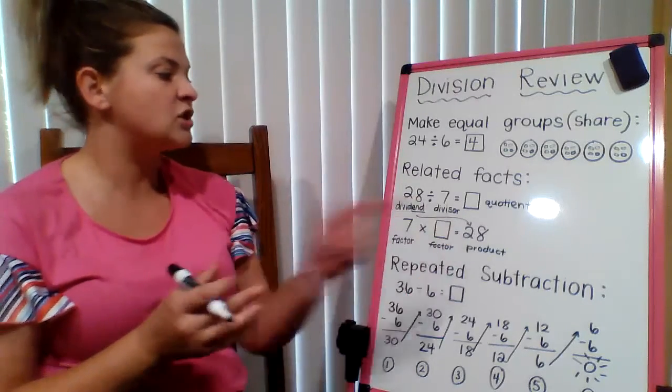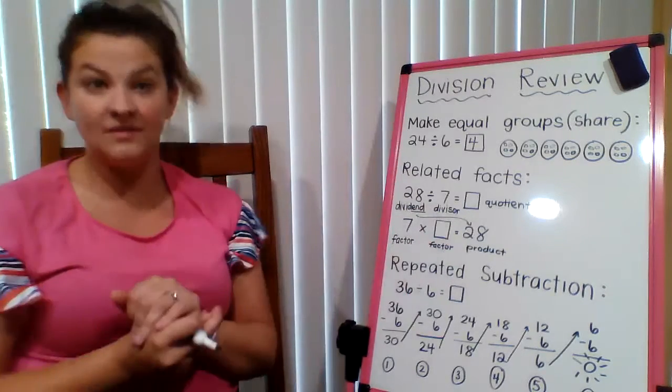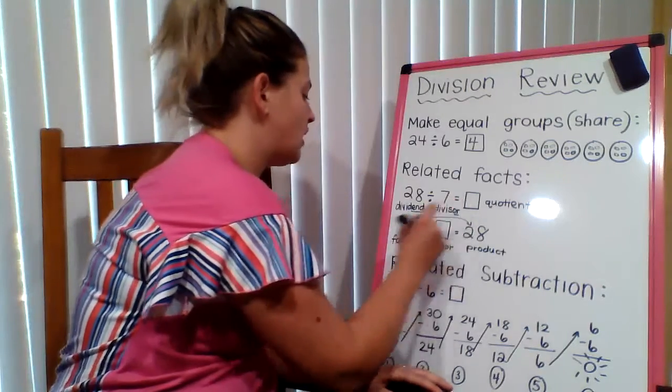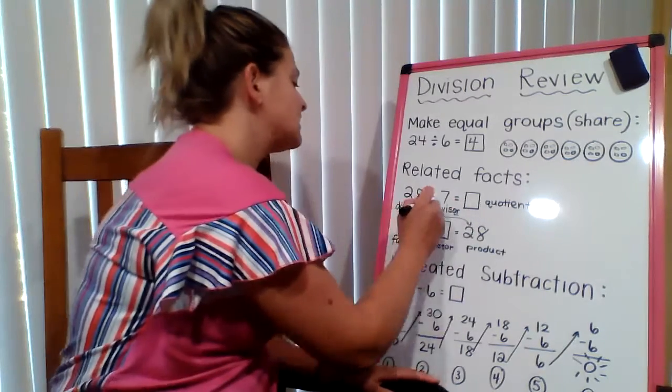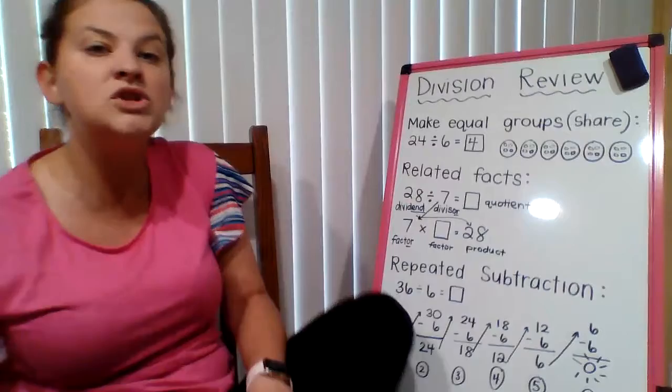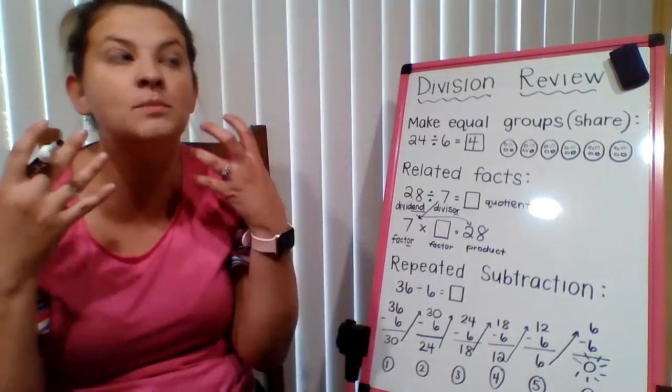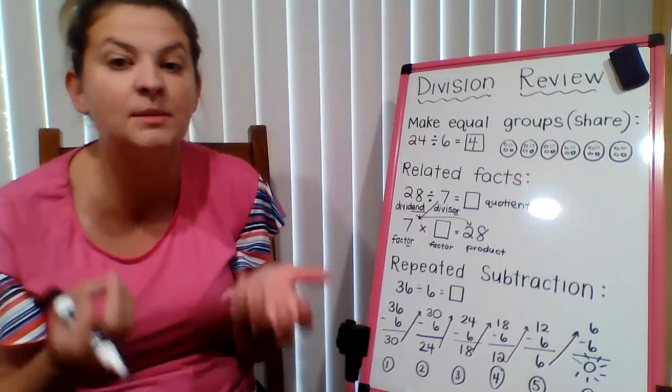So the dividend turns into your product. Your divisor has now turned into a factor. Remember we talked about the OR and the OR? Divisors are now factors, and your quotient is now going to be that other factor that's going to be multiplied by your divisor to get the product.